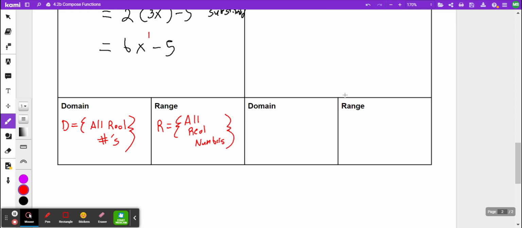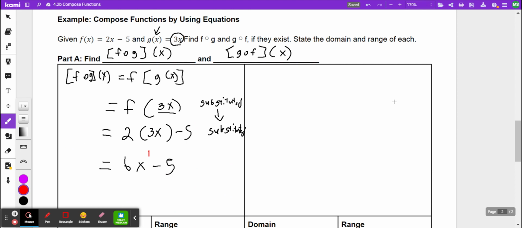Now, why don't you try this next one? And we'll talk about that. We're not going to stop at that. We're going to talk about why. Why don't you try to figure out g of f of x. What is that equal to? I'm going to stop. I want you to try to do this one in 3, 2, 1.